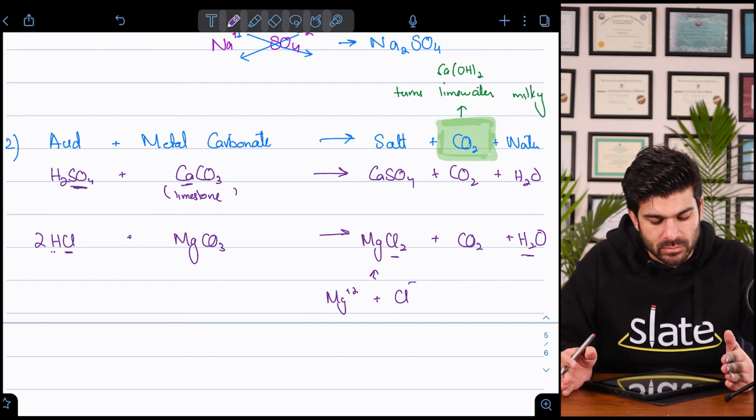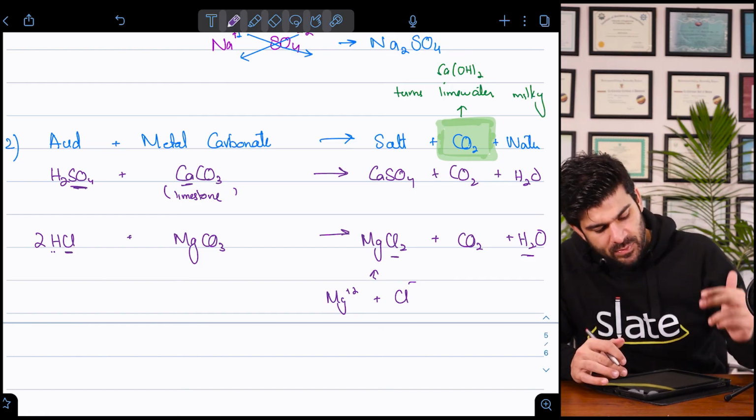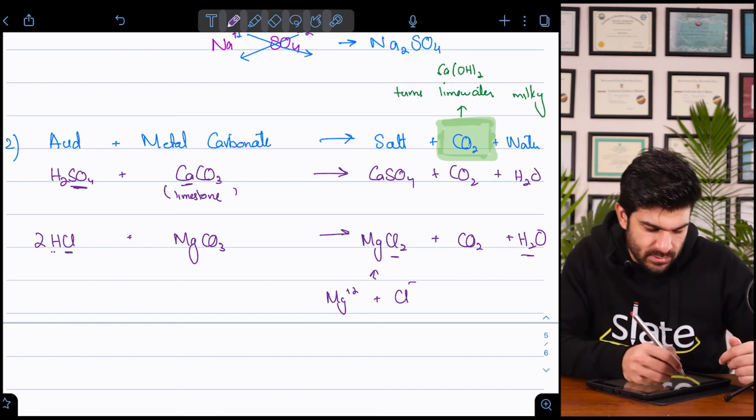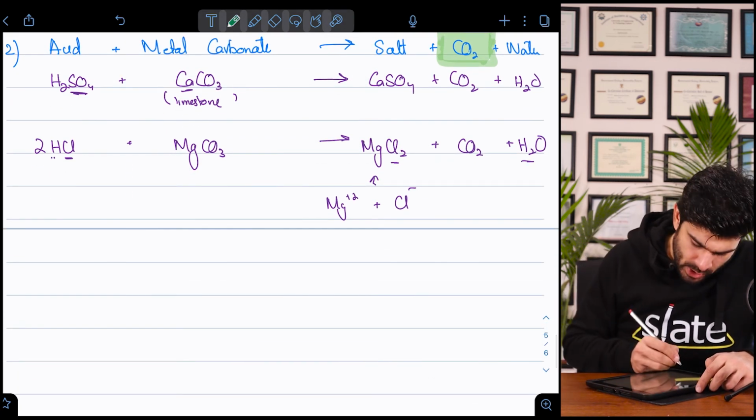It's a balanced equation. So remember, acid with metal is hydrogen gas. Acid with metal carbonate, it's carbon dioxide, water and salt. But carbon dioxide is the important one.